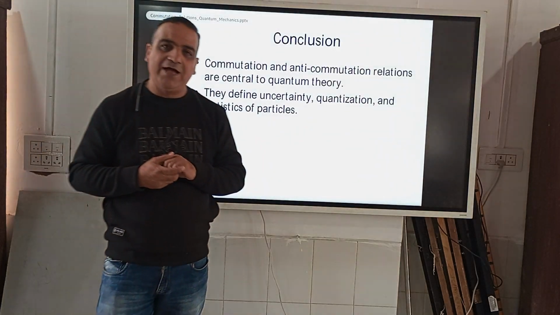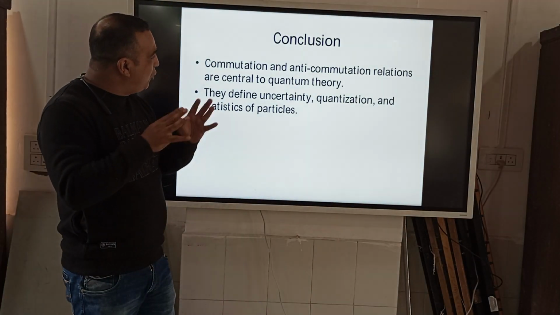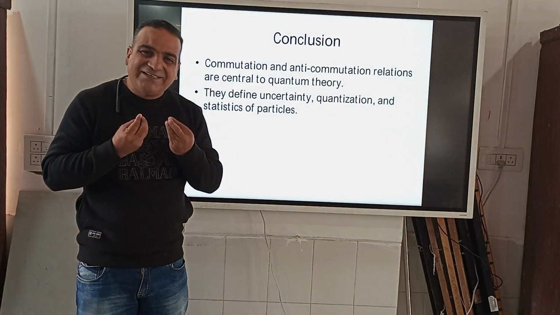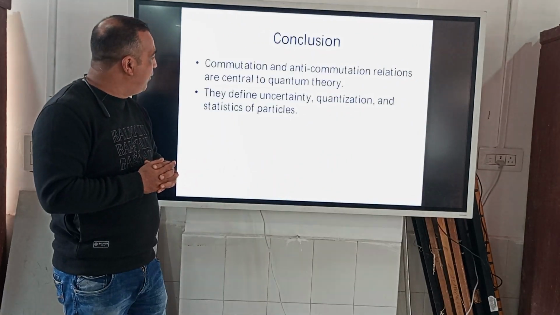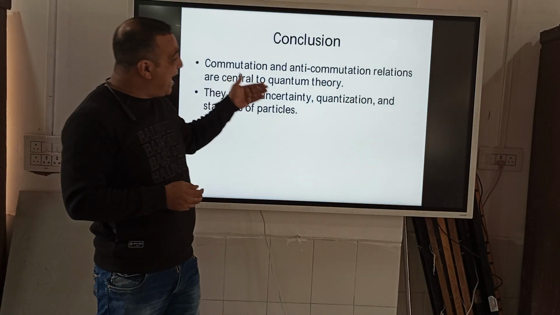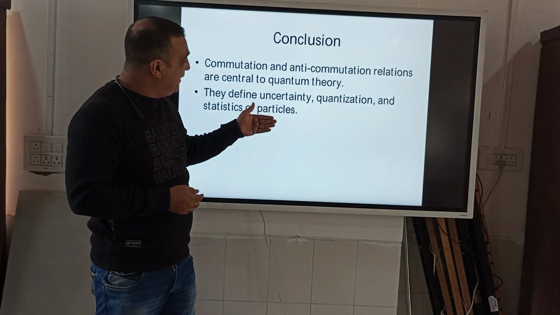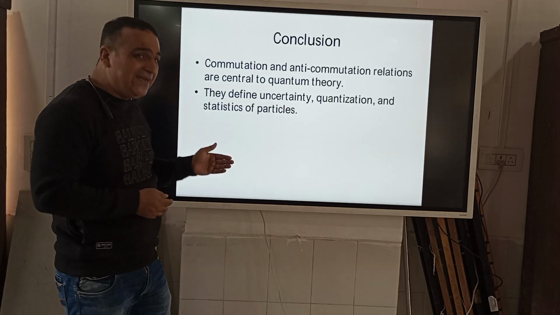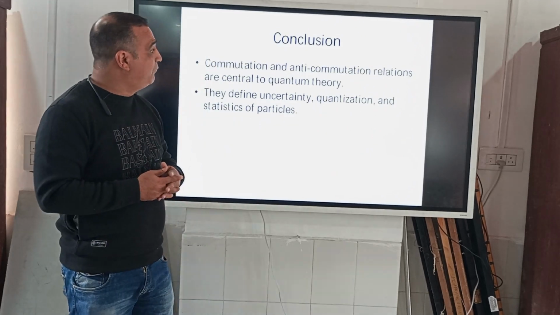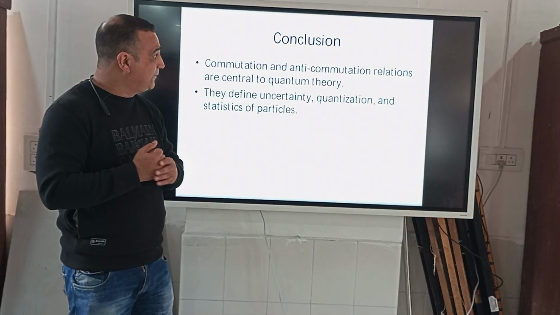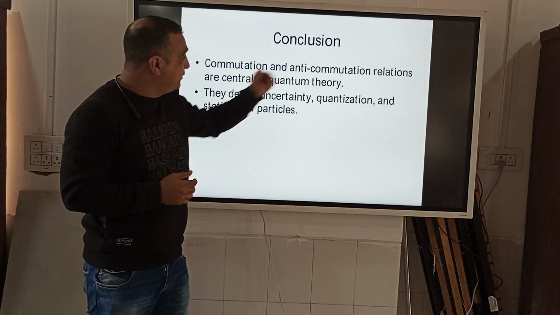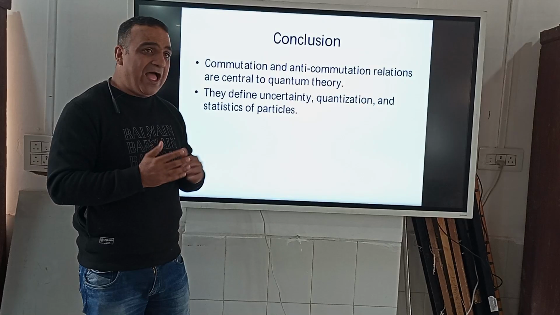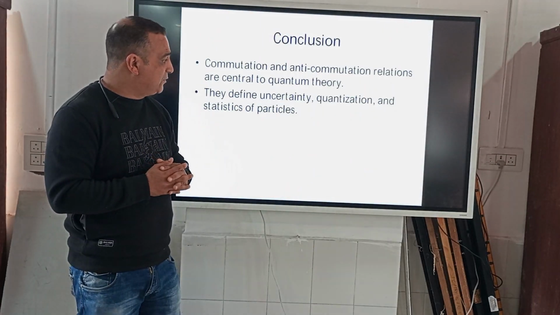So to conclude this introduction, we have commutation and anti-commutation relations, and they are very central in quantum theory. They define uncertainty. They are used to achieve the quantization and the statistics of fermionic particles, especially in the case of anti-commutators. And for commutation, we have Heisenberg's uncertainty principle.